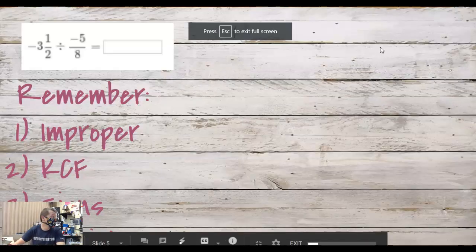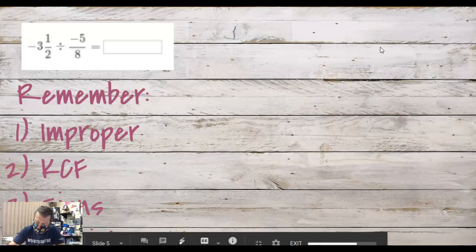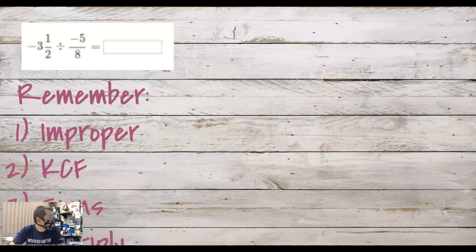All right, so we write down the original problem. -3 1/2 divided by -5/8.